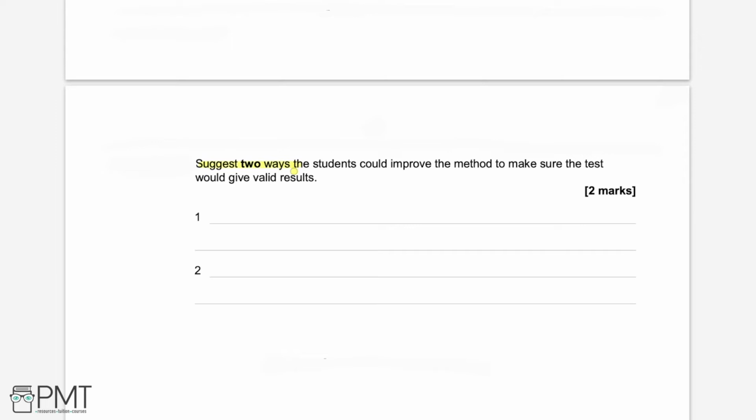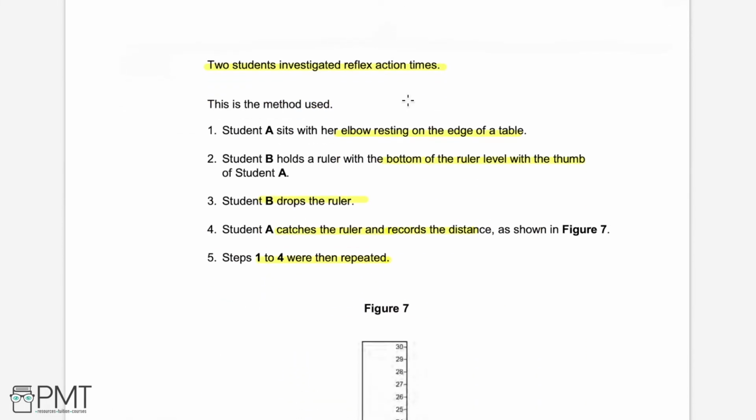Suggest 2 ways the student can improve this method to make sure that the test would give valid results. Well, if a test is to give valid results, it needs to be repeatable, meaning that anyone could do this test and get the same results. For it to be repeatable, we must have control variables. Well, let's have a look back at the method used. First of all, we see that the ruler is dropped. Now this could incur lots of differences when done in different ways. So this should be controlled.